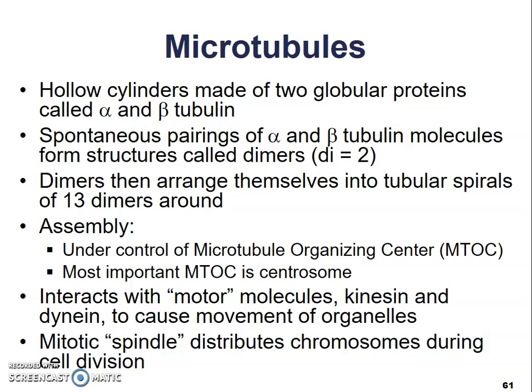These microtubules interact with motor molecules like kinesin and dynein to cause movement of organelles within the cell, and they form what's called the mitotic spindle, which distributes chromosomes during cell division. So whenever a cell decides, hey, I'm big enough, let's split into two, it copies its chromosomes, and then these mitotic spindles formed out of microtubules split the chromosomes up so that each new cell gets the correct number.